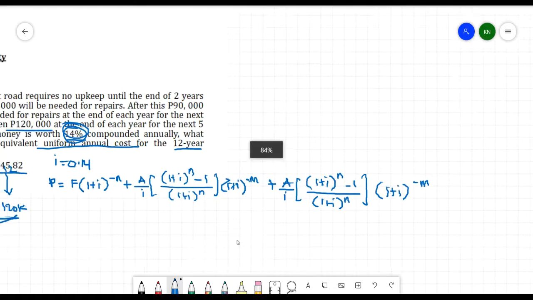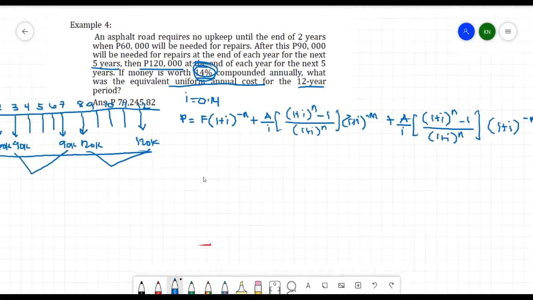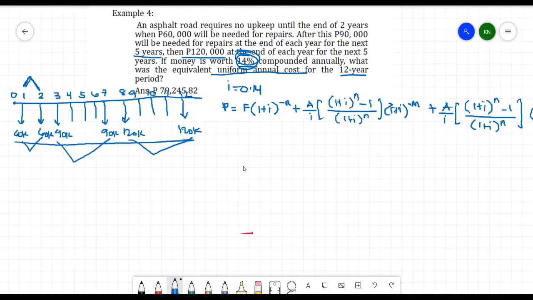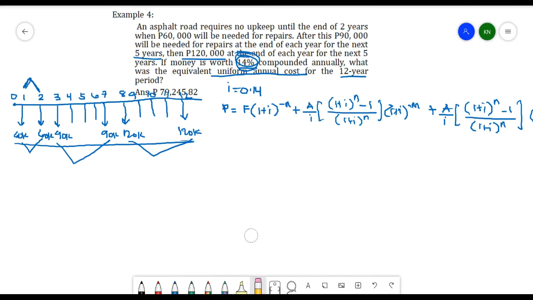So from this, let's try to substitute first for the 60K. So we have P is equivalent to, our F is 60K. So that is 60,000 times 1 plus our interest, which is 0.14, raised to the number of payments. So that is 2. So this one is 2.